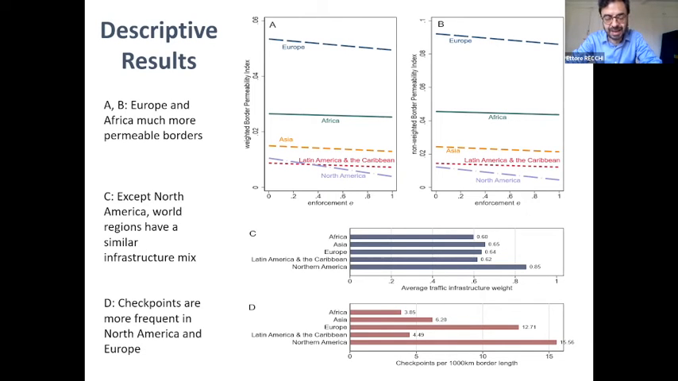Remember that this is an unknown level, an unknown variable in our equation. But if we assume that enforcement varies from 0 to 1, we see that the differences are not that relevant. The only continent in which the level of enforcement makes a difference in the index is North America. Why? Because North America, look at panel D, is also the continent in which you find, on average, the larger number of checkpoints, about 16 checkpoints every 1,000 kilometers.